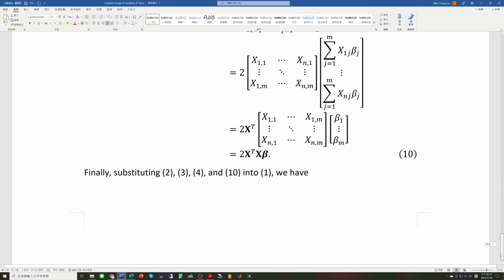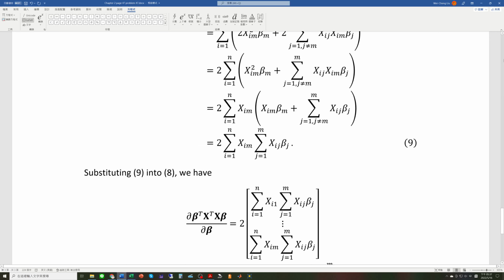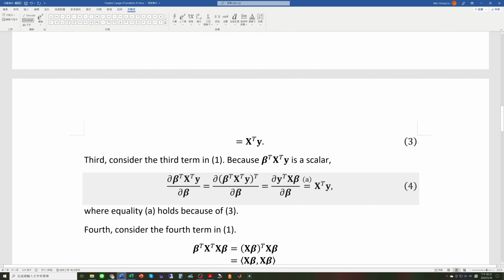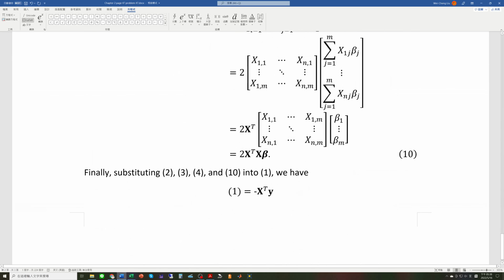Equation 1 is equal to negative x transpose y. Let us go to equation 4: partial of beta transpose x transpose y over partial beta is also equal to x transpose y. So we only need to add a factor of 2 here.